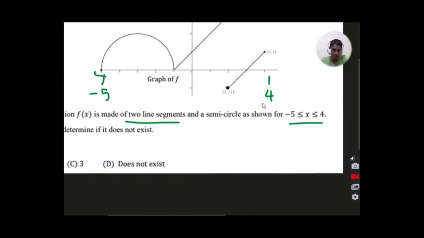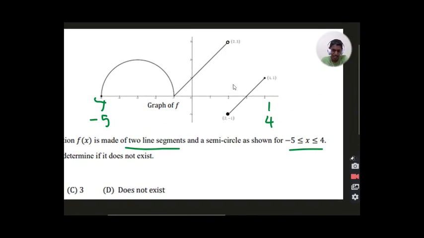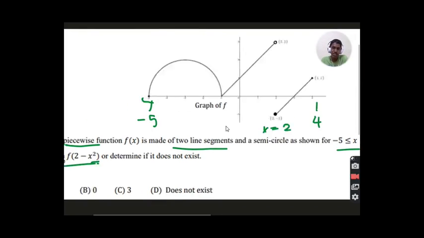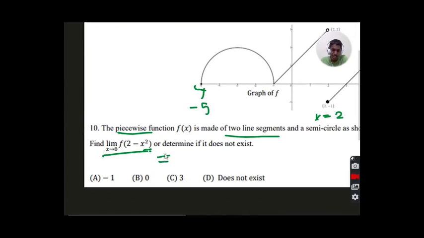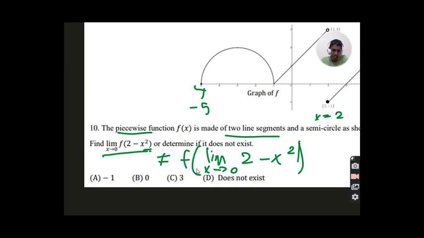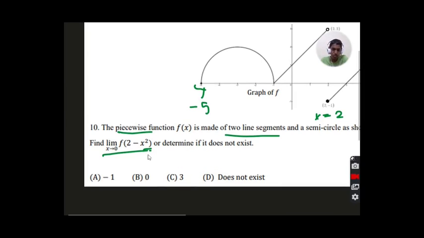Okay, one thing right away, f is not continuous right there at x equals 2, because the limit doesn't even exist. The right side and left side are completely different. So since f is not continuous, you cannot say that this limit is going to be f of the limit as x approaches 0 of 2 minus x squared. This doesn't work because f isn't even continuous. So, okay, what to do?